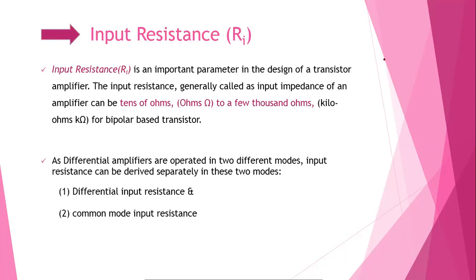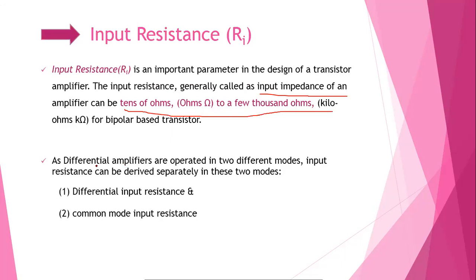First we are going to consider input resistance. Input resistance is one of the important parameters in the design of a transistor amplifier. This input resistance, which we generally call input impedance, will be in the range of tens of ohms to a few thousands of kilo ohms. This should be a very high value for the transistor to work as a good amplifier.